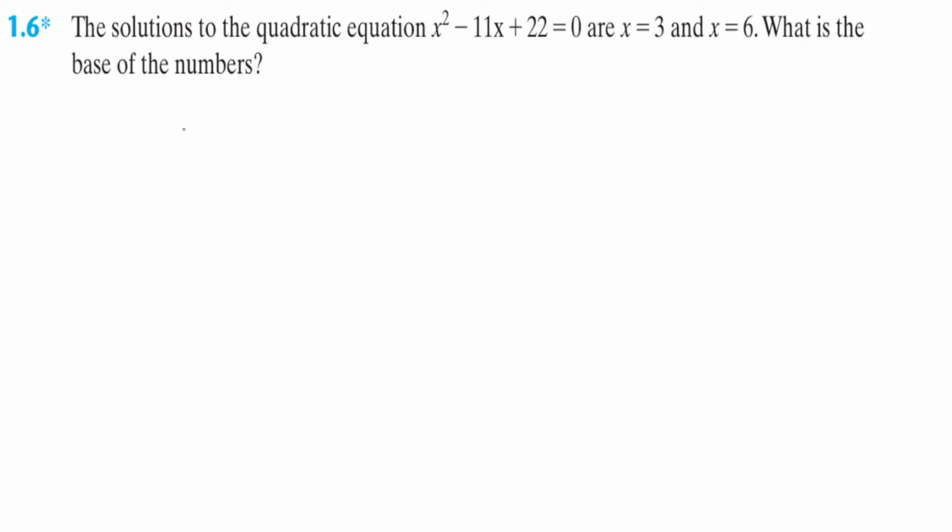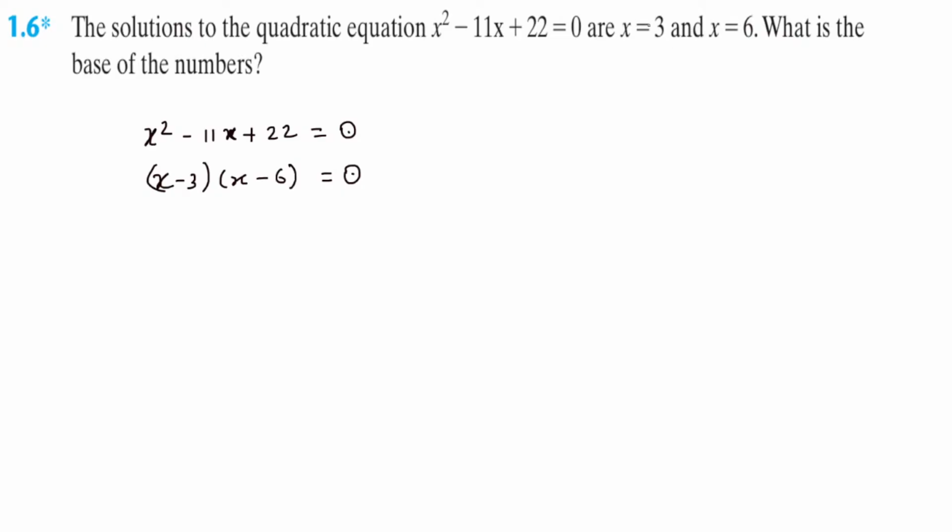Okay, so first we have the equation, which is x squared minus 11x plus 22. Now if we have a quadratic equation like this, to find the roots, we find the numbers that add up to 11 and multiply to 22. But the numbers are already given. This is equal to 0, and the roots are x equals 3 and x equals 6. We can also express this as x minus 3 times x minus 6 equals 0.